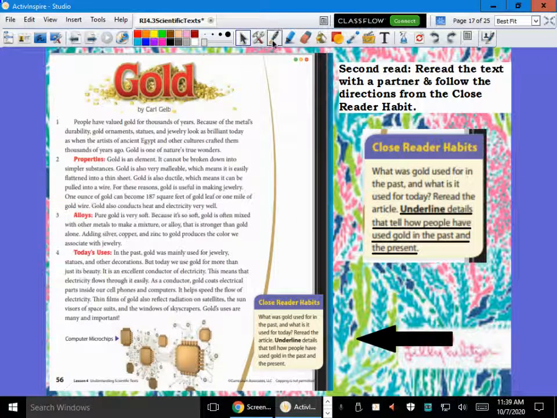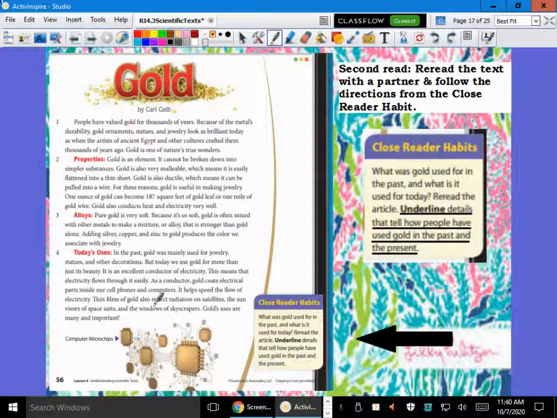Now, I'm going to pick up my pen and do my best marking up my text. We need to underline details that tell me how gold is used in the past and the present. Where did we talk about that? We have our introduction. We talk about its properties. We talk about how we mix it with other metals to make it stronger, but it's not until we get to paragraph 4 that we find about its uses. Okay, so let's reread paragraph 4.